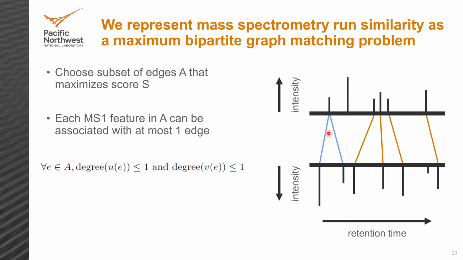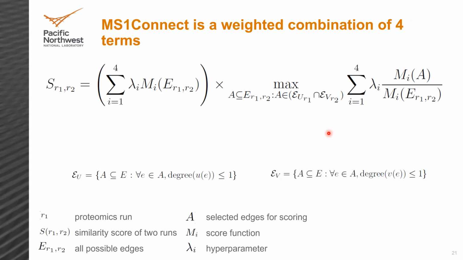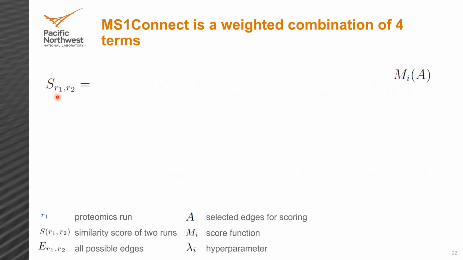After we choose a subset of edges A, we have to actually score it. So how do we actually score it? We score it using this MS1Connect projection function, which is a weighted combination of 4 different terms. I'm going to go through this whole equation right now. We have the score between 2 runs, R1 and R2, of some subset of edges A.